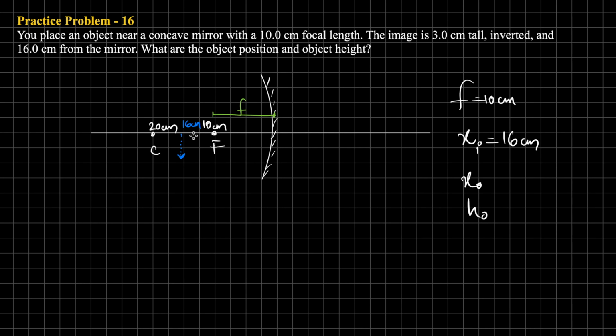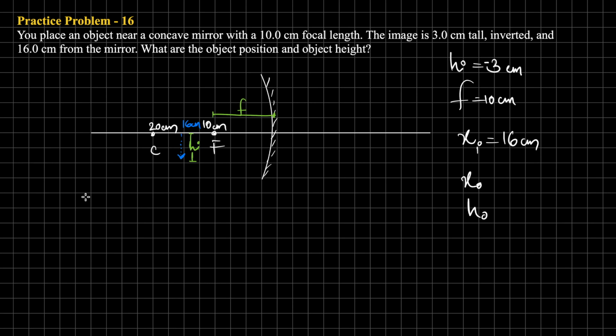Image height is also given. That's image height, hi. Hi equals 3 centimeter, but it's an inverted image, so -3. Height of the image is -3 centimeter. We're going to find xo and ho.